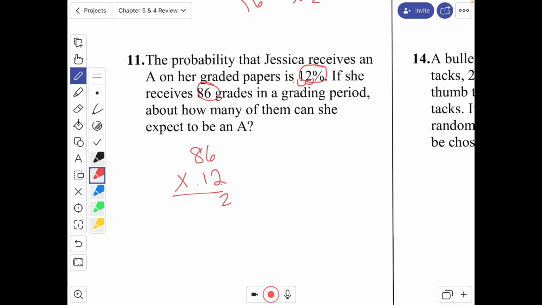2 times 6 is 12. Carry the 1. 2 times 8 is 16, plus 1 makes 17. Done with that 2. 1 times 6 is 6. 1 times 8 is 8, and then you add. There's 2 spaces behind the decimal, so I need 2 spaces behind the decimal in my answer. The decimal goes right there. So about how many can she expect to be an A? About 10, because we want to round it to the whole number.